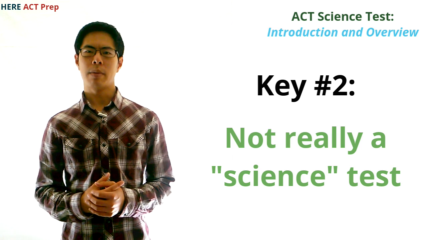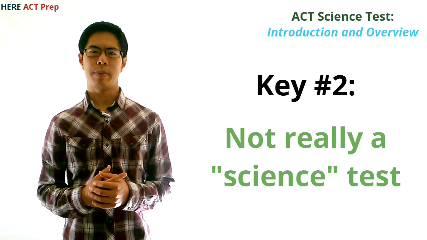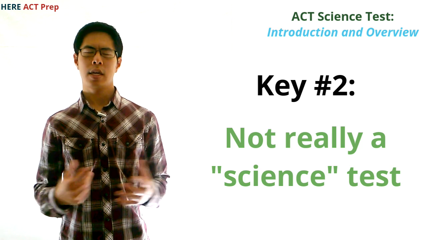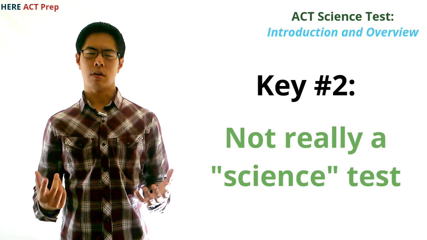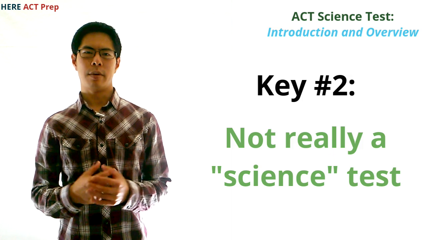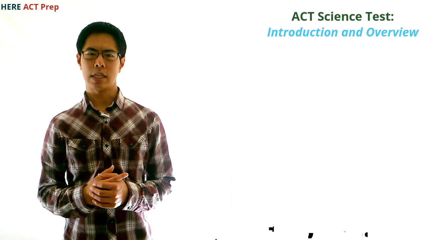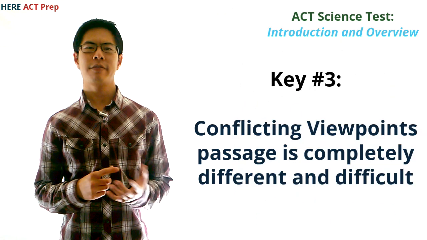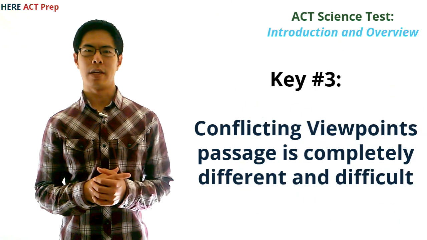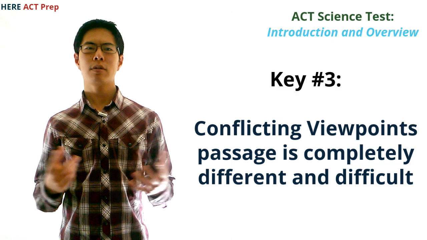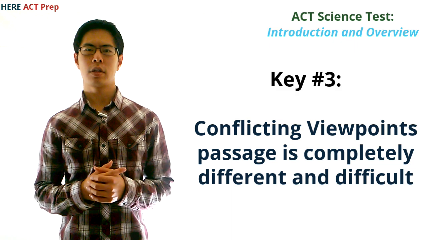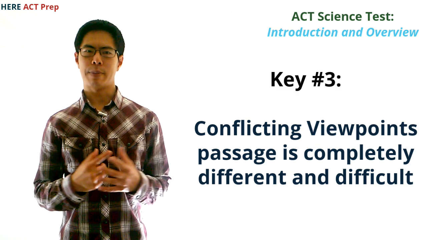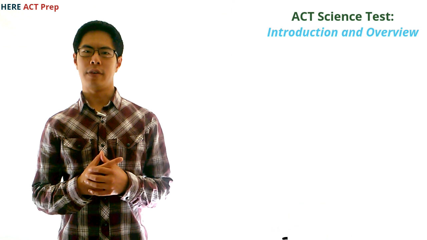You don't actually need to memorize any science facts going into the test besides having a basic knowledge of how to read charts and how experiments work. So, don't think of this as a science test, but rather as a reading and critical thinking test. The third thing you should know about the ACT Science Test is that the conflicting viewpoints passage is a very different passage from the other 6 passages, and that it's usually a very difficult passage, so you should go into the science test with a plan for this passage, which we'll talk about in our strategy videos.